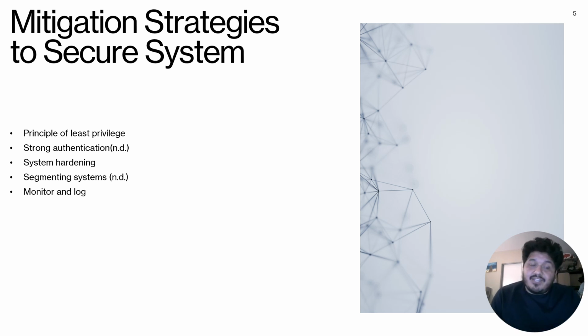Here are some mitigation strategies to secure our system that have been practiced and given opportunity. What we look at here is the principle of least privilege, making sure that we're not giving out privilege to those who don't need it. That hardens our system, and makes sure that we're not giving out too much that we can't handle, so that hackers don't take advantage of that.